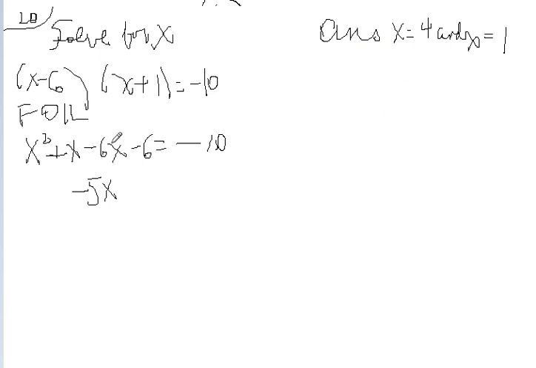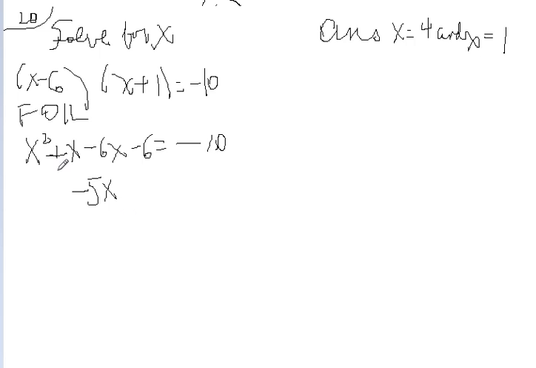So the first thing I do is I'm going to multiply. I'm going to use the FOIL method, and x times x gives me the x squared, and x times plus 1 gives me a plus x. Over here, I now take the second part. I take the minus 6, and I'm going to multiply it by this one first. I get minus 6x, and minus 6 times plus 1 gives me minus 6. I have to keep the minus 10. I've done that so far.